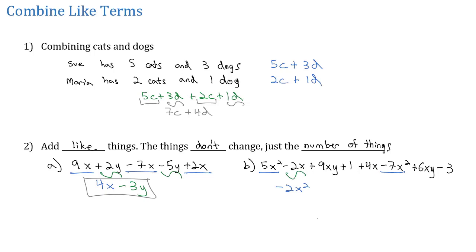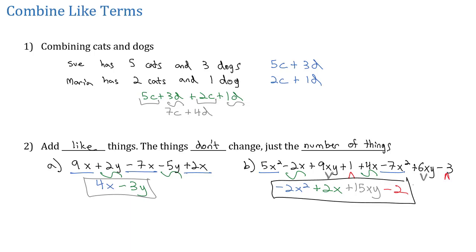We do have 2 x's that can be combined with the 4 x's. Those 2 x's are actually negative. So negative 2 plus 4 gives us a positive 2 of these x's. We've also got these xy's. 9xy plus 6xy gives us 15 of these xy's. Finally, we've got 1 minus 3 is negative 2. And so we end up with our final simplified expression by combining all the like terms and keeping the unlike terms separate from each other.